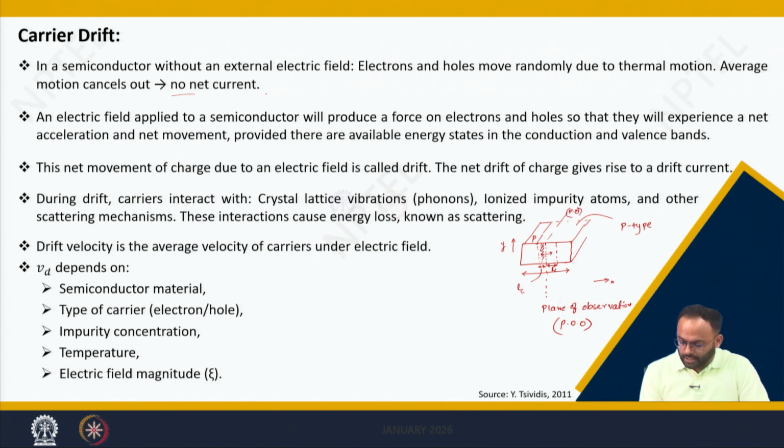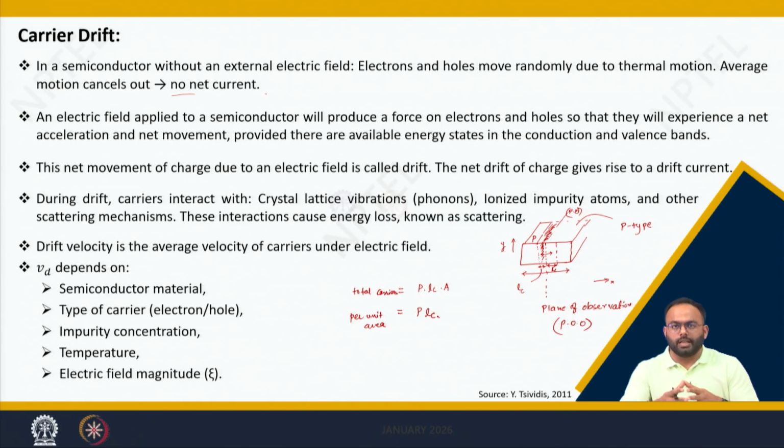How many particles are there in this strip? It is P into LC into area. This is the total number of particles available in this strip, and we are observing the movement of these particles across the plane of observation. If we consider only a 2D analysis, then the total carriers per unit area will be P into LC.